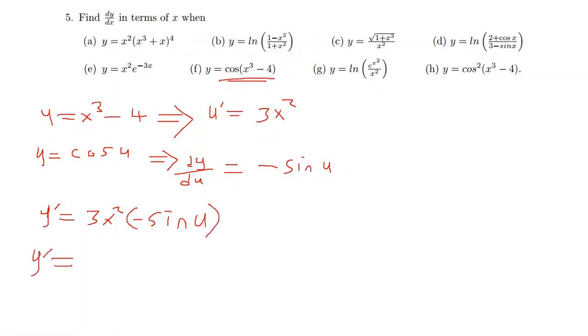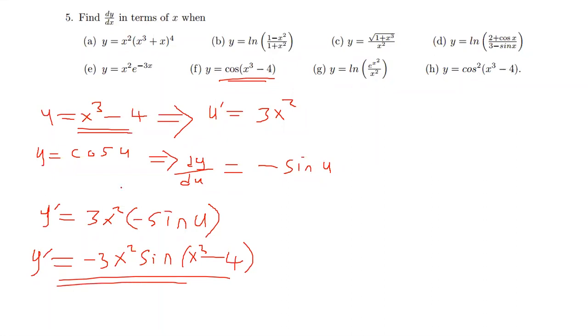You are going to have this. Where there is u, you replace it with what you had equated to u. So this final answer is going to be negative 3x squared, and then sine, where there is u, I put my x to the power 3 minus 4. So this is going to be my derivative for this expression.